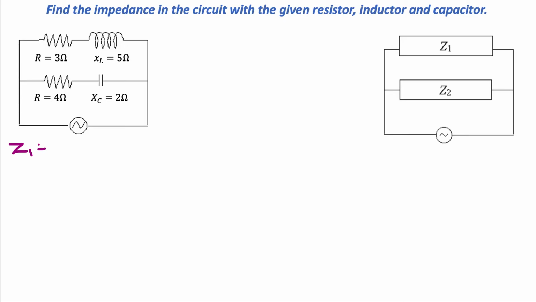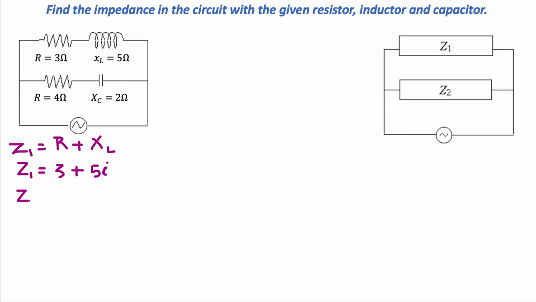We have Z1 is equal, because it's in series, so we have the addition of the resistor and the inductor, R plus XL. But now let us write Z1 just with the numerical values without units. So this is a 3 and a plus. When we have the inductor, we can write a 5i, where i is the imaginary number. We are writing with respect to complex numbers.